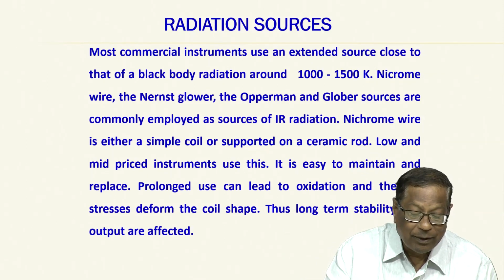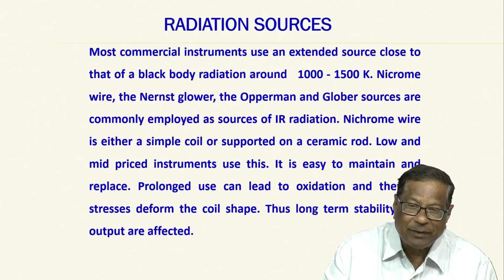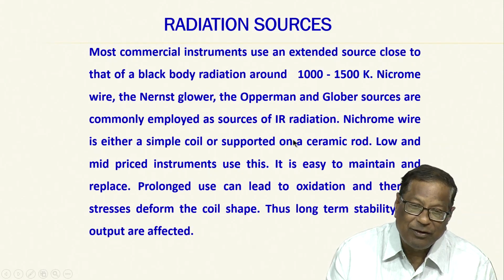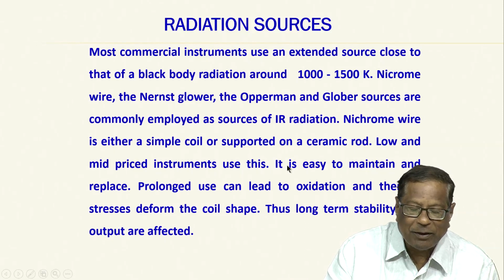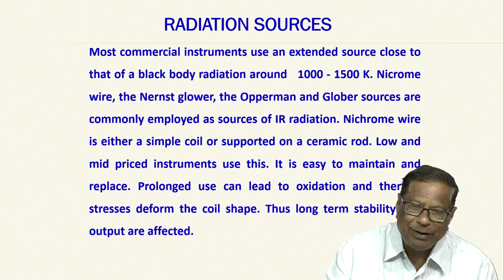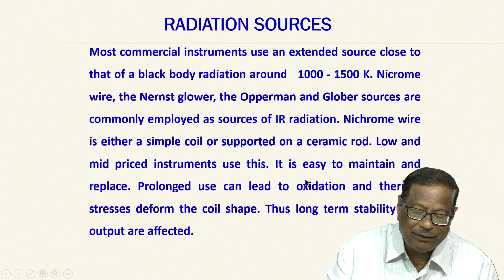So, the nichrome wire, I am sure most of you are aware, is a very simple system and it must be very cheap also. It is not very costly. So, most of the low and mid price instruments use nichrome wire. Why not? And it can be replaced. Quite often the nichrome wire gets cut and the IR radiation will not come because of short circuiting or breaking of the wire. So, it is easy to maintain, and so long as it works, it is good enough.